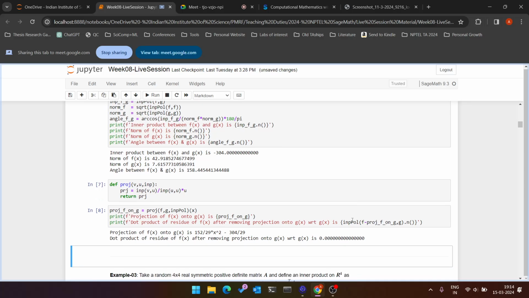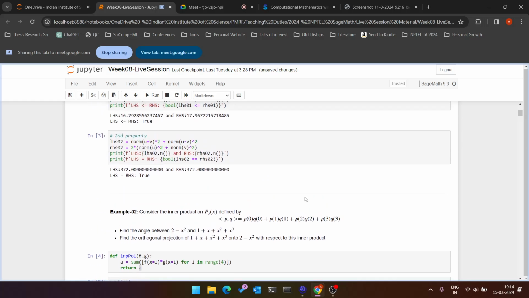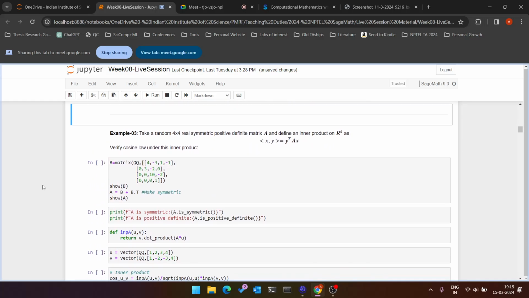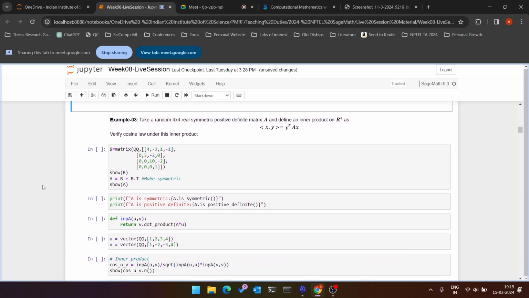So this completes this example. If there are any doubts here, you can ask them now. Since there are no doubts here, this seems to be quite clear.